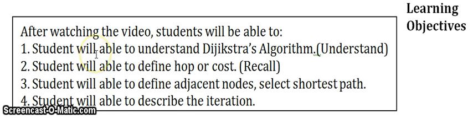The main learning objectives of the video are as follows. After watching the video, the student will be able to understand Dijkstra's algorithm. Students will be able to define hop, or you may also call it a cost. Students will be able to define adjacent node, far away node, the shortest path, how to consider the distance or hop count at the initial phase of Dijkstra's algorithm. Then students will be able to describe the iterations.